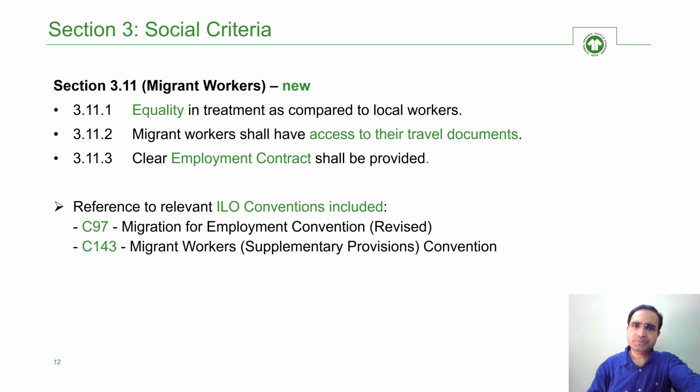A new section has been added to address the unique position of migrant labor. The criteria include equality in treatment, access to their travel documents, and a contract with clear terms and conditions. The relevant ILO conventions have also been added to the interpretation manual.